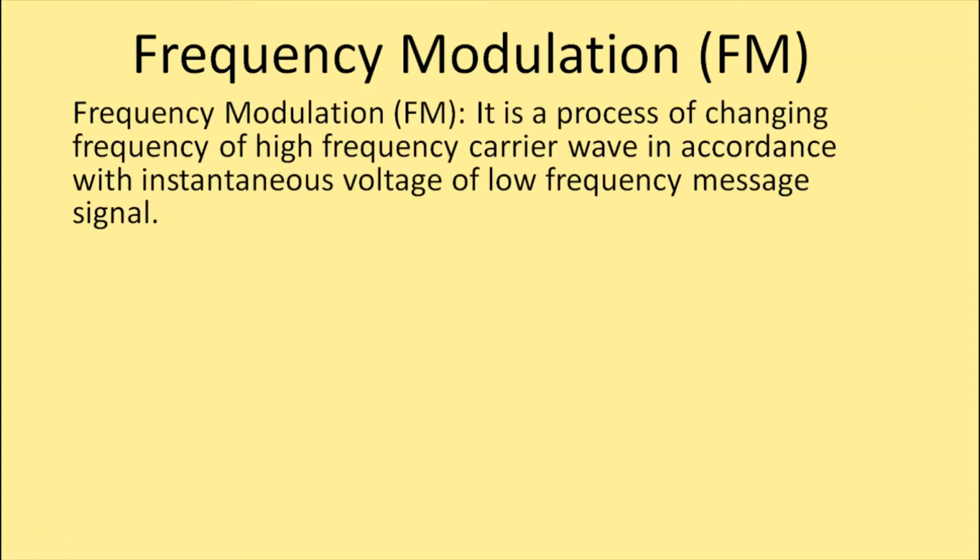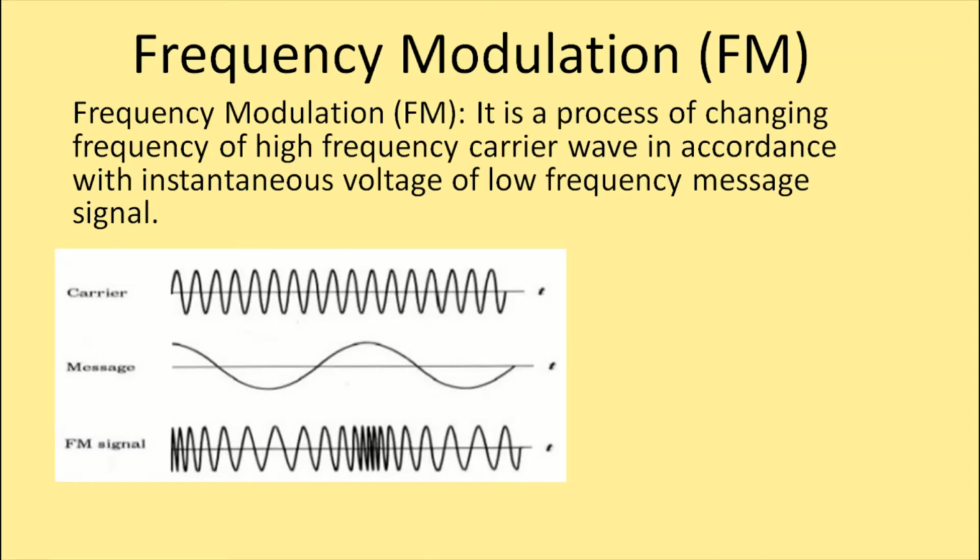I have picked up the same definition here for frequency modulation. So it is the process of changing the frequency of a high frequency carrier wave in accordance with the instantaneous voltage of the low frequency message signal. Now, what exactly this definition means, and how the frequency of the carrier signal varies depending on the amplitude of the message signal, we will see through this diagram.